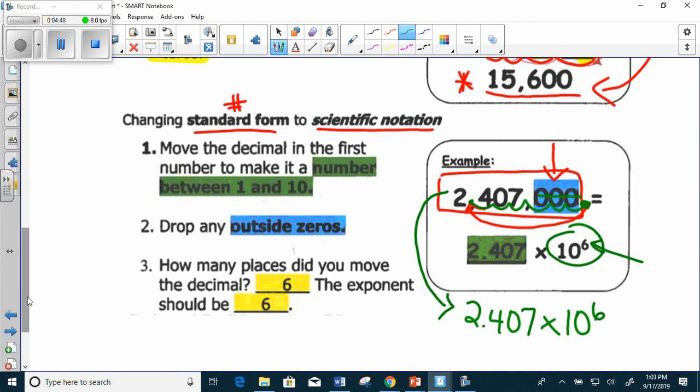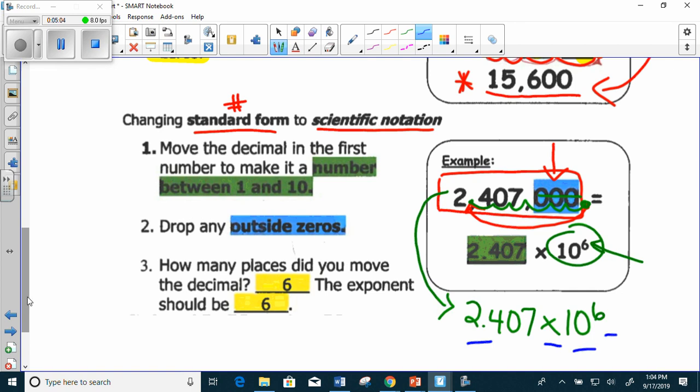So a couple of things to remember. In scientific notation, you're going to have a decimal. It's after the first digit. It can only be the digits 1 through 9. You're going to be multiplying by a power of 10.